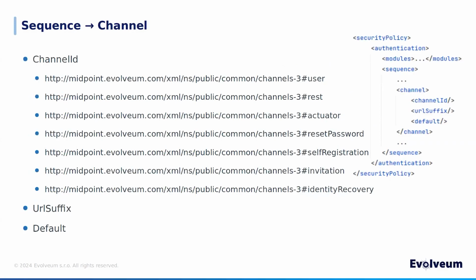A channel represents a part of midPoint to which a particular authentication sequence applies. A sequence channel contains three important attributes: channel ID, URL suffix, and default. Channel ID represents the URI of the specific part of midPoint. For example, a channel may be associated with GUI, REST service, reset password, registration confirmation, self-invitation, and so on.